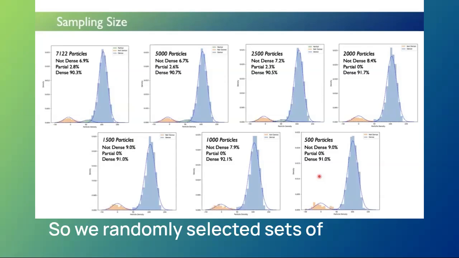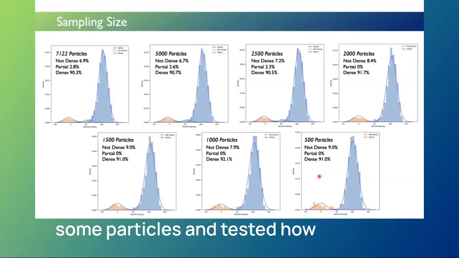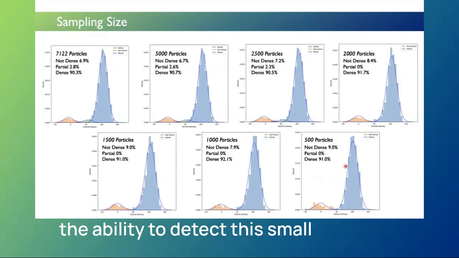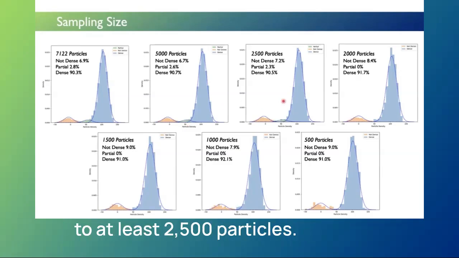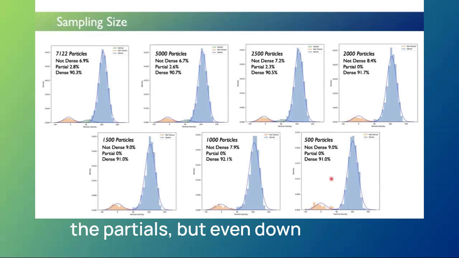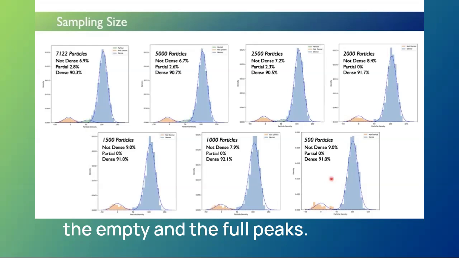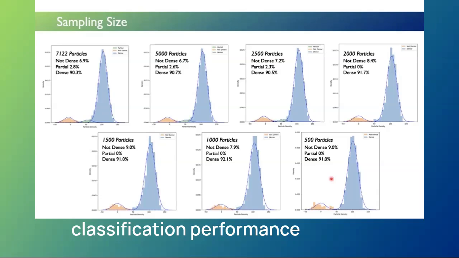So we randomly selected sets of particles from this set of 7,000-some particles and tested how well the clustering analysis worked on these smaller and smaller sample sizes, and especially the ability to detect this small population of partial particles. What we found is that the partials were detected down to at least 2,500 particles. At that point, it became difficult to consistently detect the partials. But even down to as low a sample size as 500 particles, we were still able to consistently detect the empty and the full peaks. The dependence of the classification performance on the sample size is really context dependent.